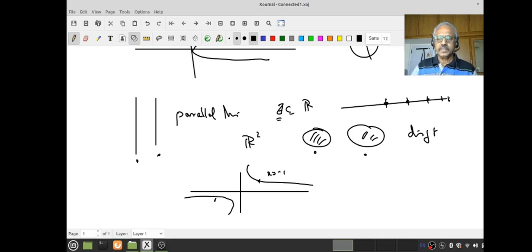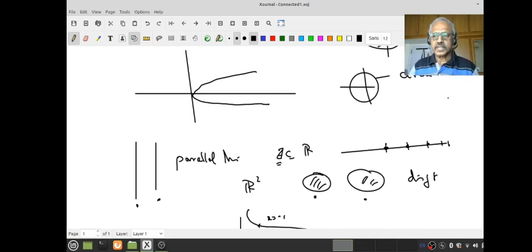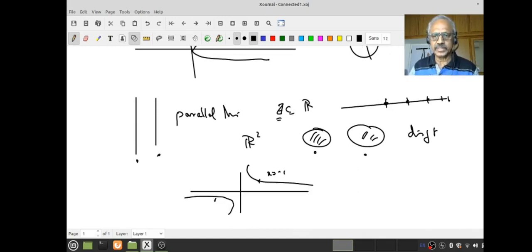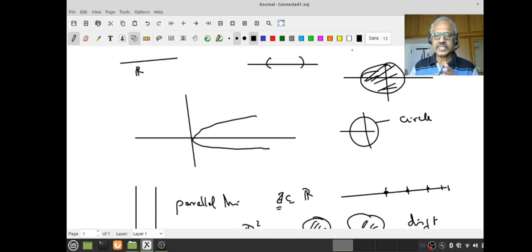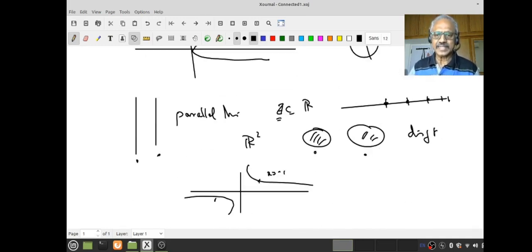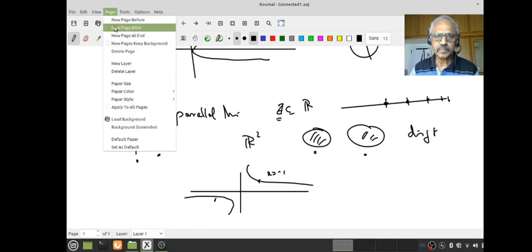So there is a distinction between the first class of objects and the second class of objects. The first class of objects have only one piece, whereas the second class of objects are in more than one piece: 2, 3, and so on. You understand this? The first class of sets we would like to call connected, and the second class of sets we would like to call not connected. This is what we want to capture with a precise definition. So let us go to the definition.